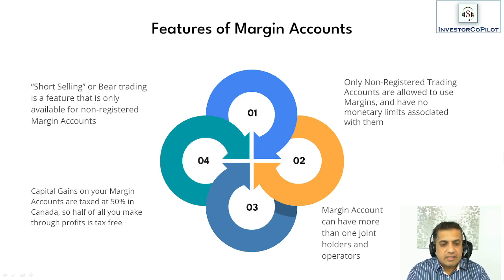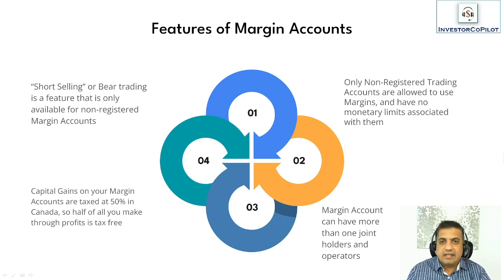Another thing to remember is that margin accounts can have more than one joint holders and operators, and this is highly encouraged because margin accounts cannot have a nominee. They cannot have a beneficiary, so they should have joint holdings so that your funds are secure, and the passing on or inheritance of your funds and your accounts is also secure. So it's highly encouraged that joint holding and joint operation of a margin account is facilitated and being used by you.